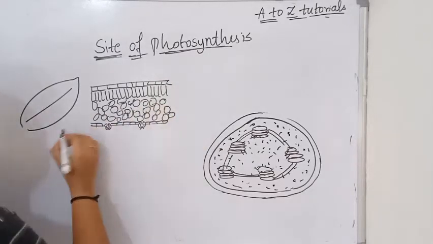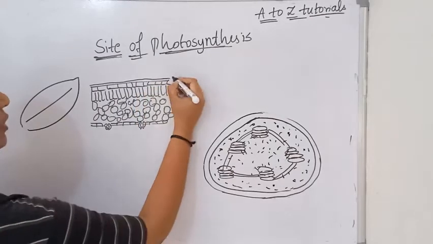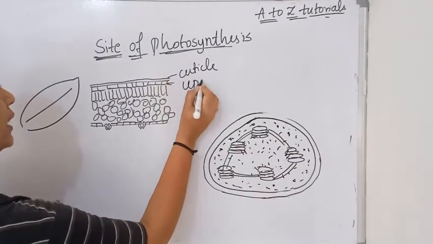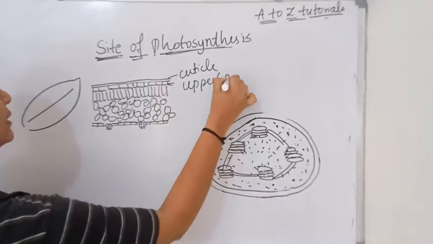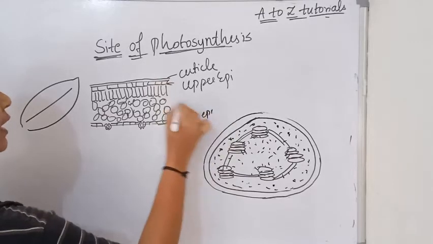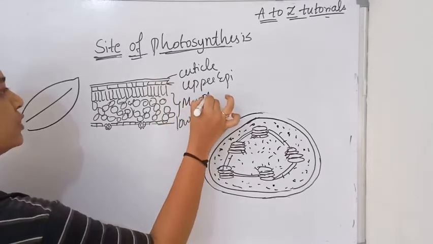Okay, this outer epidermis is covered by what? The cuticle. Okay, this is our cuticle, upper epidermis, lower epidermis, and these parenchyma cells we call as what? The mesophyll cells.